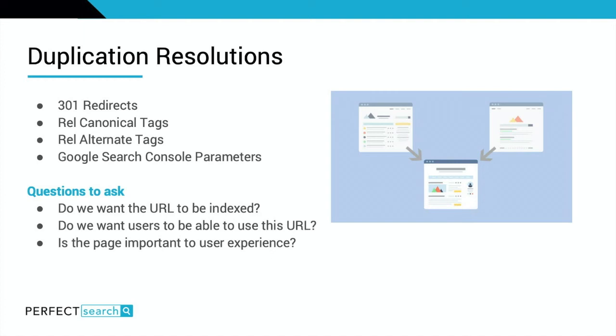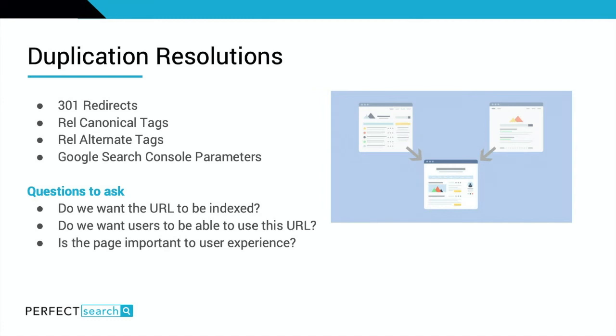Some questions you want to ask yourself: do we want the URL to be indexed? Do you want the URL to show up on the Google SERP? Do you want users to be able to use this URL? In the instance of category duplication, oftentimes those are very helpful for users shopping on a site, so you wouldn't necessarily want to get rid of all of those URLs. And lastly, is this page important to user experience? Should this page be up and live? Should you be implementing a 301 redirect? These are some of the questions to ask yourself when determining the best course of action for dealing with duplication.